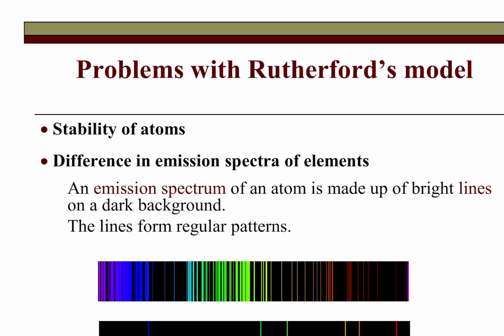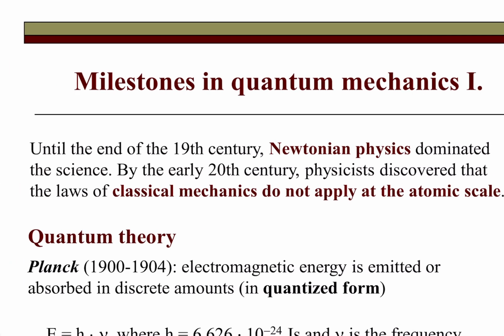An emission spectrum of an atom is made of bright lines on a dark background. When there is an emission of light, the lines form a regular pattern, depending on the atomic mass, the number of electrons and the atomic number. The emission spectra are different, and because of this reason quantum mechanics started. Quantum mechanics is non-classical, because we know Newton's physics is classical, but quantum theory is non-classical.